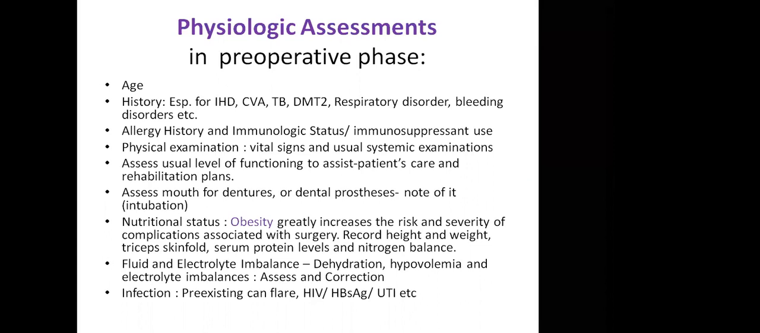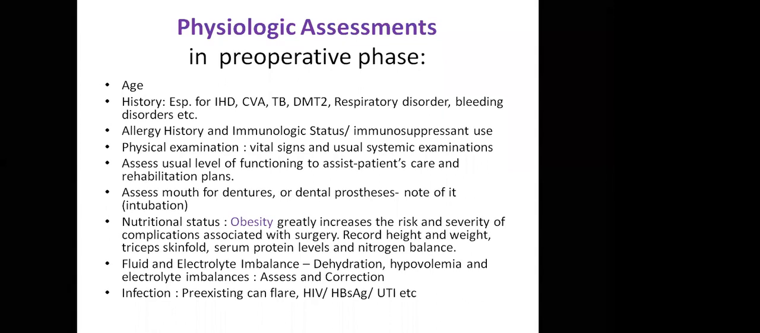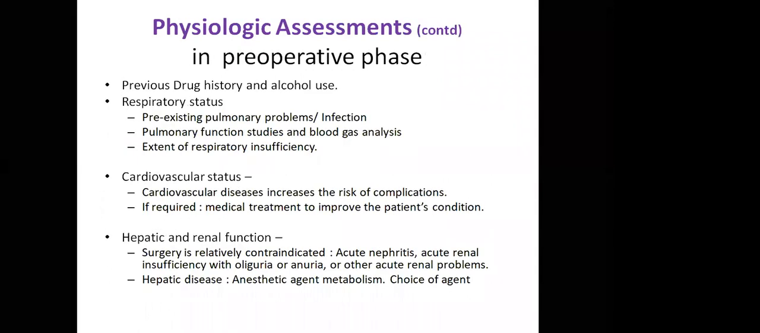Presence of dentures and dental prosthesis, we should make note of it so that the intubating team have the knowledge that this patient is having dentures and dental prosthesis. Obesity, if it is, it should be recorded. Record the height, weight, just to know the doses and other things. Fluid and electrolyte imbalances, if there, that should be known to us and that should be corrected. If there is any infection, because surgery is a stress and any stress will flare up the pre-existing infections. So we should know if there is any ongoing infection, and HIV, HBsAg status, we should know prior to surgery. Previous drug history and alcohol use, that should be known.